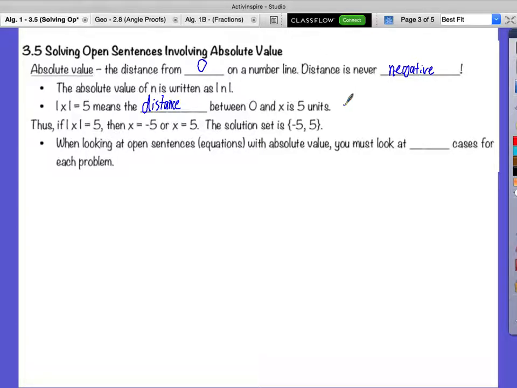So if we have the absolute value, we can have two answers there. We can have negative 5 or we can have 5. Because if we have the absolute value of negative 5, that's still 5. If we have the absolute value of positive 5, that's 5 as well. They're both 5 away from 0 on a number line. So our solution set is negative 5 and 5. When looking at open sentences or equations with absolute value, we must look at both cases for each problem, because we have two different answers.